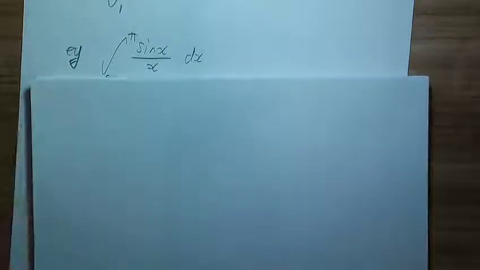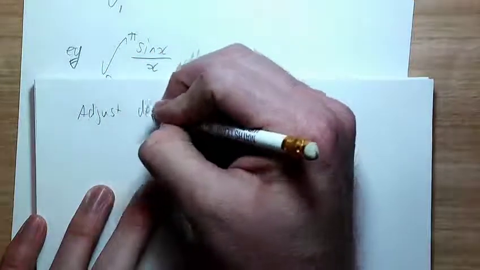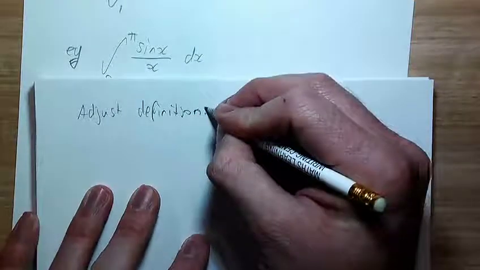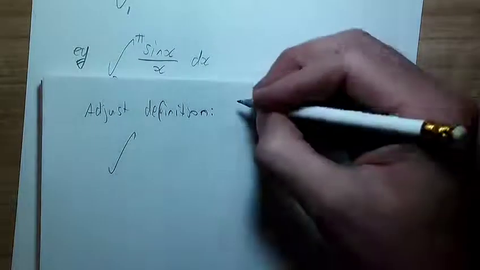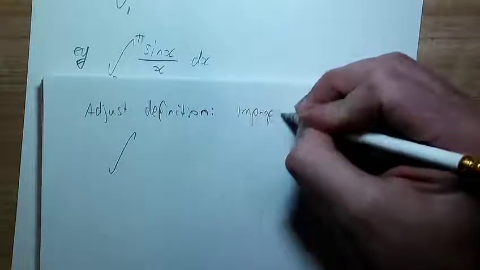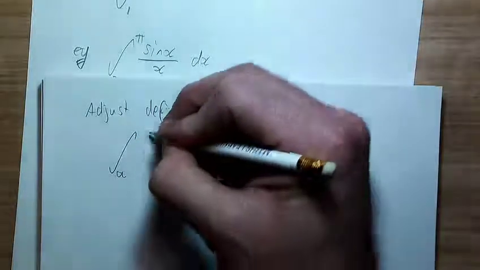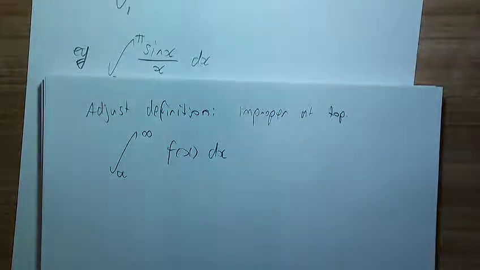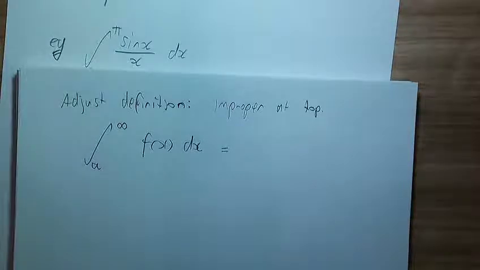So we need to adjust our definition in some way. And so our way of dealing with that is that we say that if it's an improper integral at one end, let's suppose it's at the top, so going from a to maybe infinity, then what we'll do is we'll integrate it the way we normally would, but we'll do it up to an unknown number.